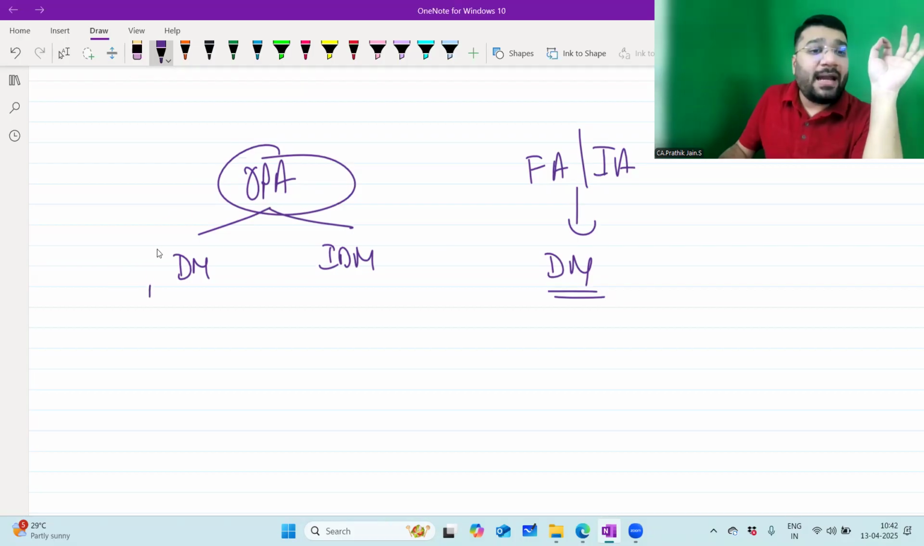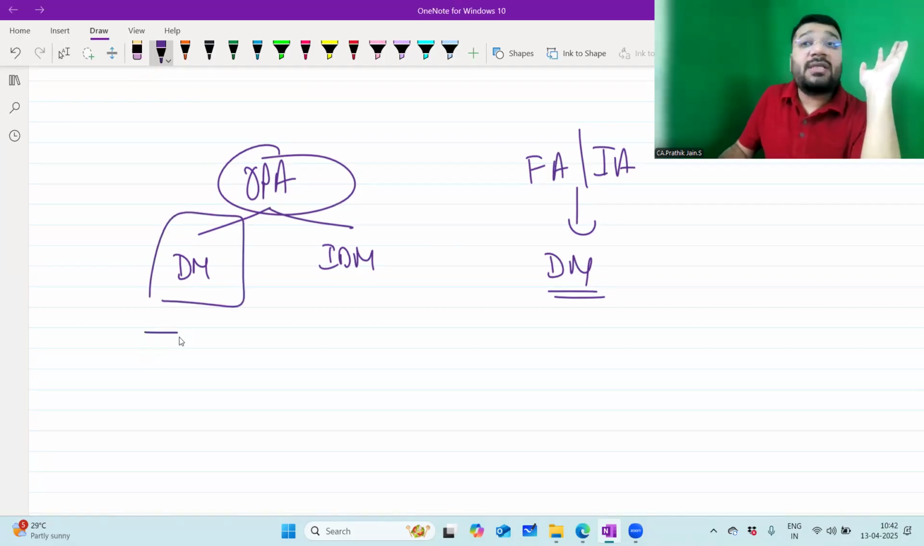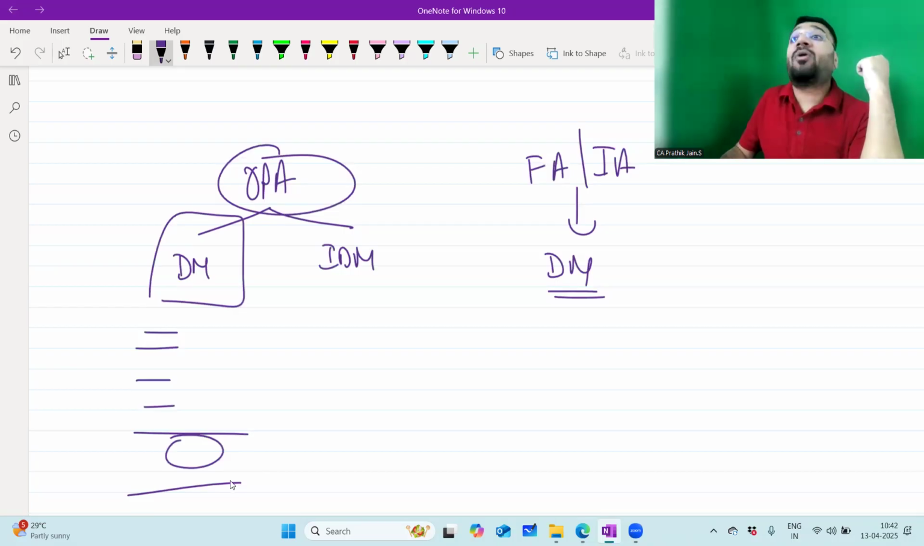Operating activity under direct method. All the information is directly given. This is my cash sales. This is the money received from debtor. This is cash purchase. This is the money paid to creditor. So I get to know finally what my operating cash profit is.